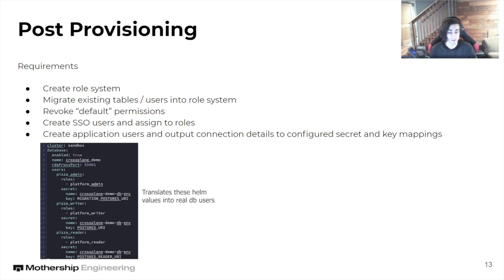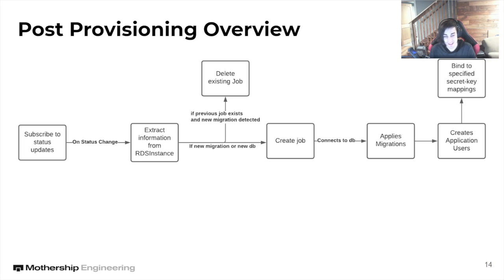The post-provisioning process needed to set up our permission structure, such as roles and role inheritance, revoking default public permissions, and creating the developer-specified application users, outputting connection strings to the right key and the secret they wanted it pushed to. Our application uses cache informers to listen to RDS instance status updates, creating jobs as needed to apply migrations to RDS instances, whether there's new migrations or a new resource that needs all migrations applied. It also binds application user credentials to specified output secrets and keys. We use jobs to ensure the work is done properly and not terminated prematurely.